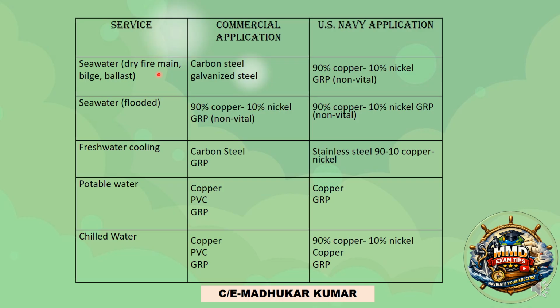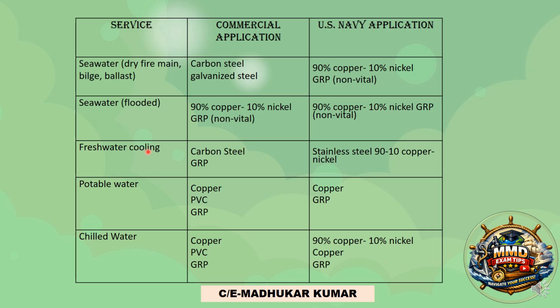Seawater, dry fire main, bilge ballast system: the carbon steel, galvanized steel. When we talk about this, the 90% copper, 10% nickel, or sometimes GRP also. Seawater flooded, the 90% copper, 10% nickel, GRP. Okay, so same over here also.